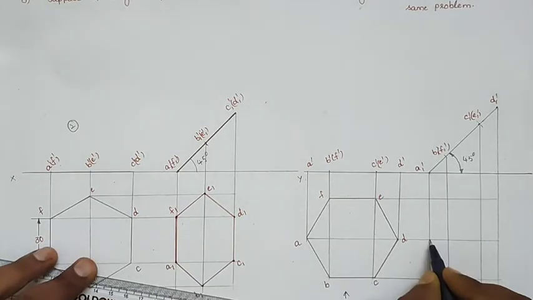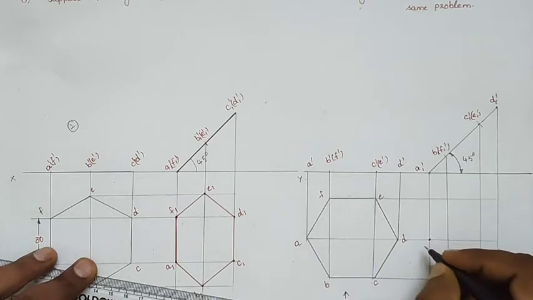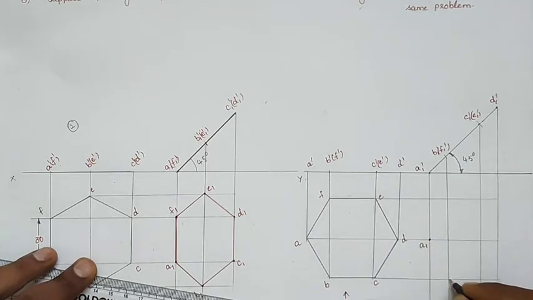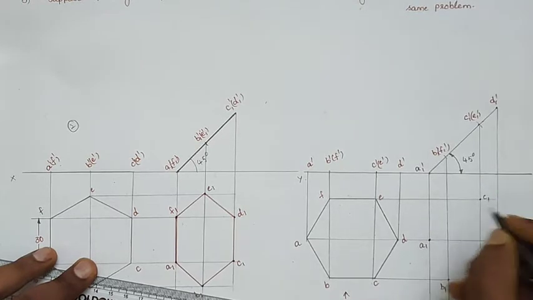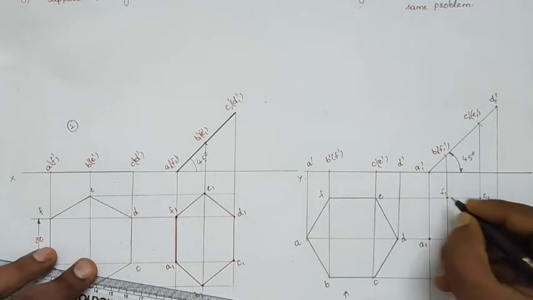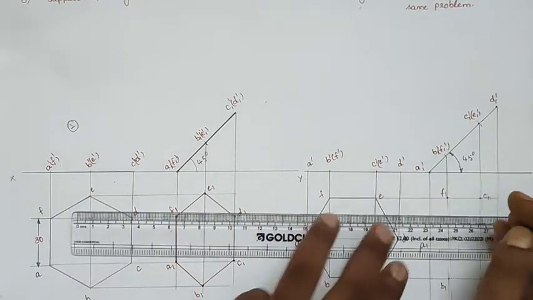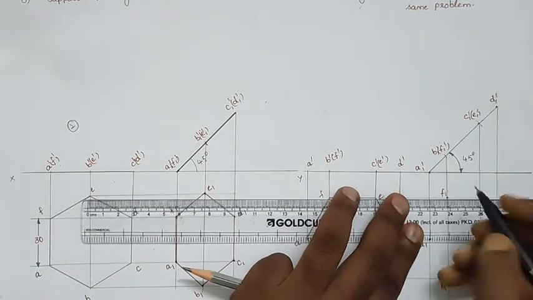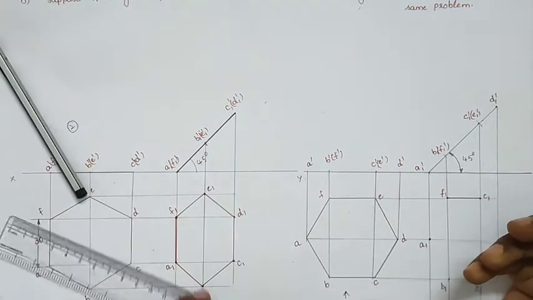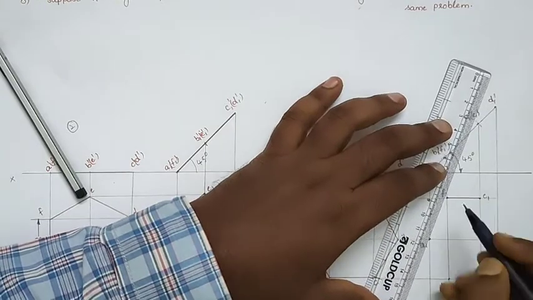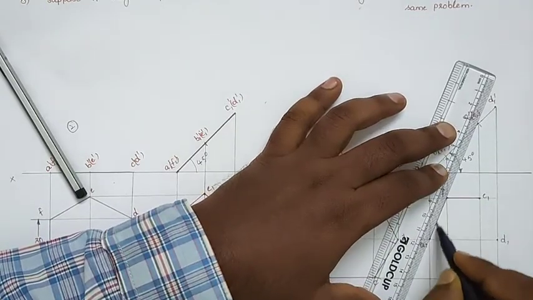So this is the A horizontal line, this is the A vertical line, so here we'll get the A1 point. So B vertical line and B horizontal line, so here B1, and here we'll get C1. Here we'll get D1, here we'll get the E1 point and here we'll get the F1 point. Now joining all the points, we'll get the second top view. That is our final top view.